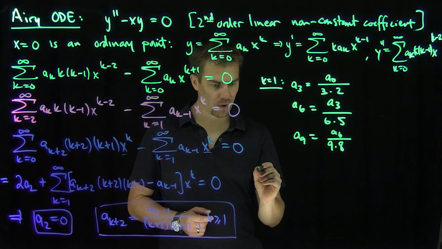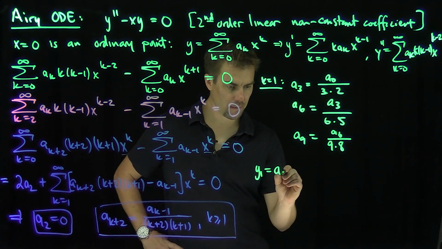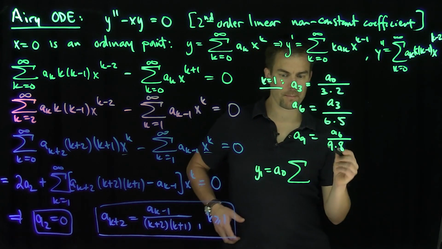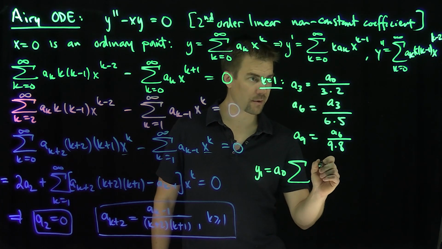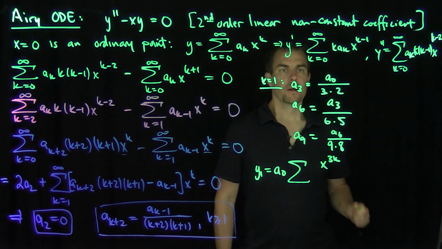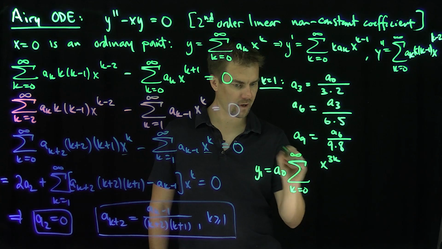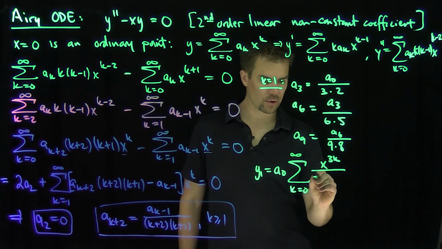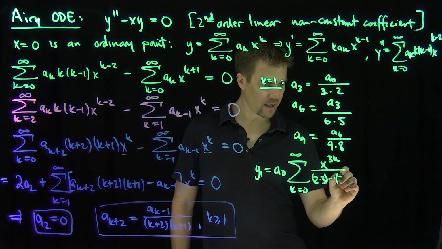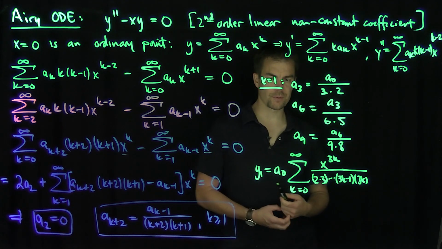We can therefore say that one solution, y1, is going to be A0 and then the sum of what? I'm going to have a 2, so we're going to have x to the power 3k. So we're going to have an x to the 3k. And then k goes from 0 to infinity over what? We're going to have a 2 times 3 all the way down to 3k minus 1 times 3k, like that. That's the one solution of the Airy equation, okay?